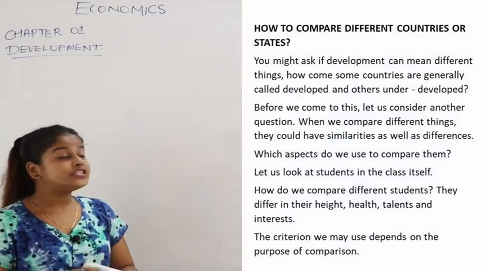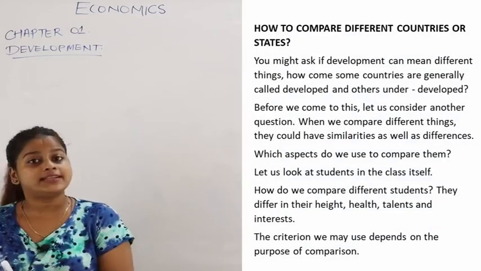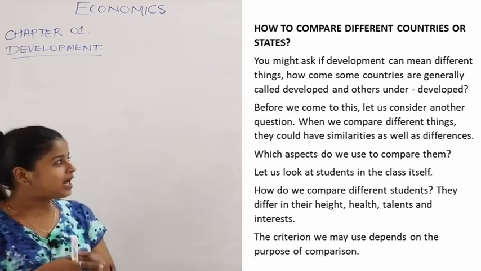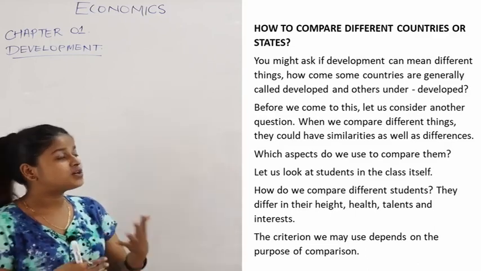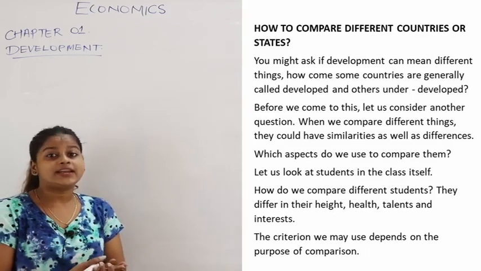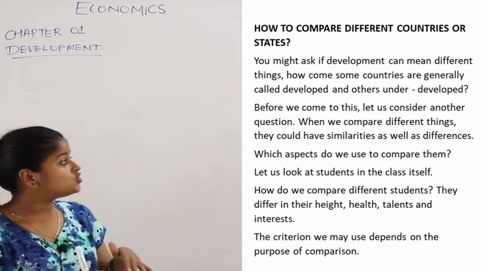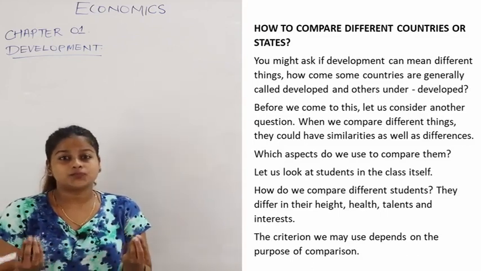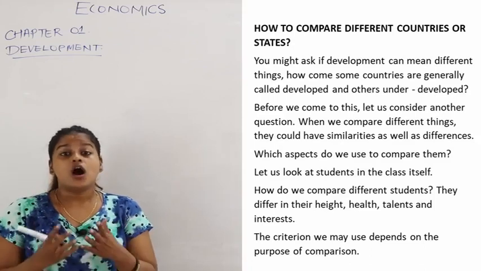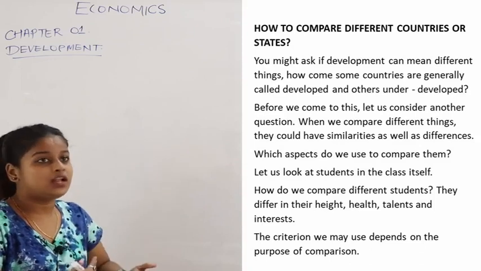Okay, moving on to the next topic, that is how to compare different countries or different states. You might ask, if development can mean different things, how do we tell that a country is developed, or developing, or under development? How do we say that this is possible? How do we consider a country being developed and a country that is still developing?